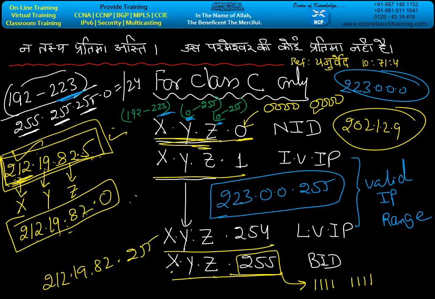So whatever number is given, we will check it against this pattern. If we keep 0 in the last octet, the number becomes the NID. If we keep 255, the number becomes the BID. If we take any number in the host part between these, it is a valid IP address. The machine will not accept the NID or the BID as host addresses; network devices accept only the valid IP range between NID and BID. Any question?